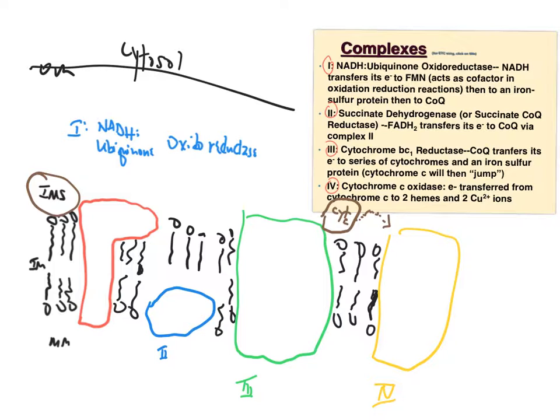On your big picture, you may want to put that on, but this is just a little one to show you what happens. The other player that's not on here is coenzyme Q. Coenzyme Q is in a couple places. What it does is it either starts off at complex 1 or complex 2 and travels to complex 3.